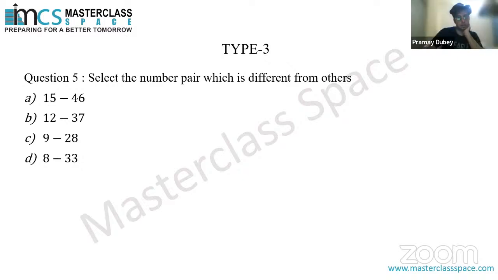B. Yeah. Sorry, Pramay, what's the answer? D. D for Delhi. Okay, D for Delhi. Yeah. It's D.